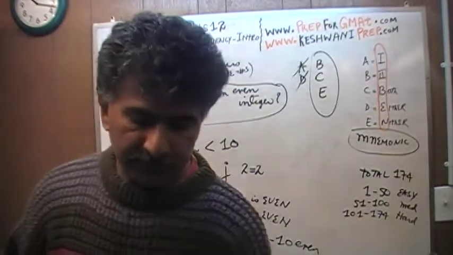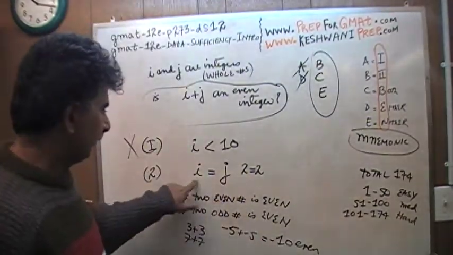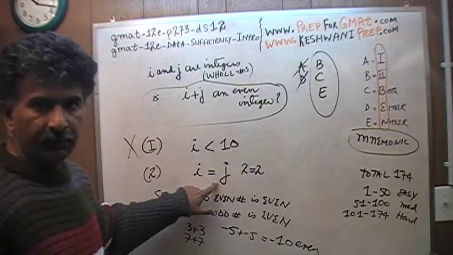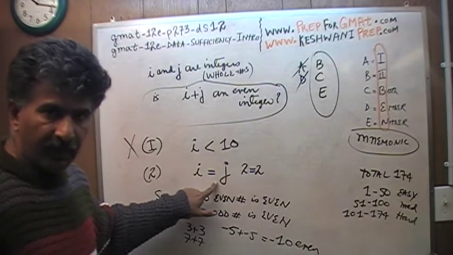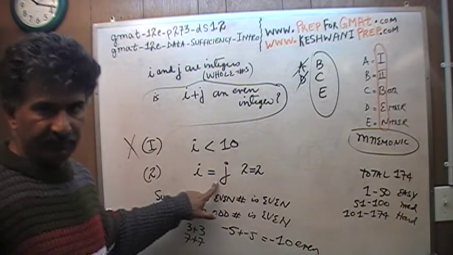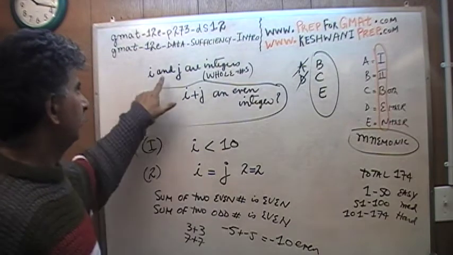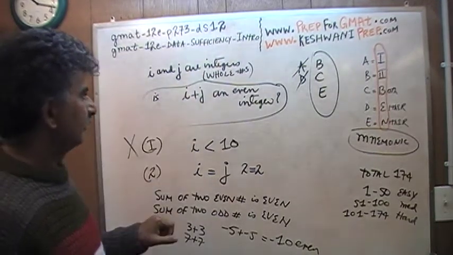So if you tell me that I have two numbers which equal to each other, that's what they're telling us here, then by definition, either both of them are even or both of them are odd. There are no other possibilities. Either they're both even or they're both odd, because we know that they are integers.